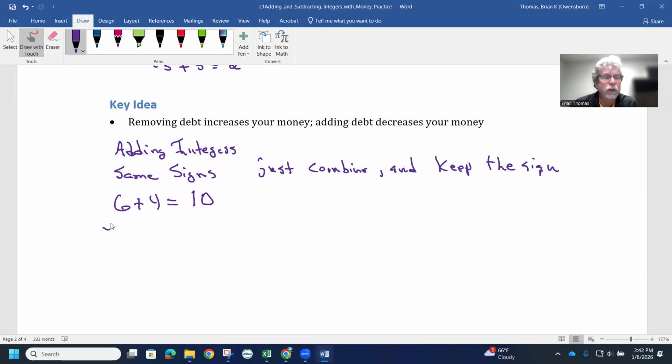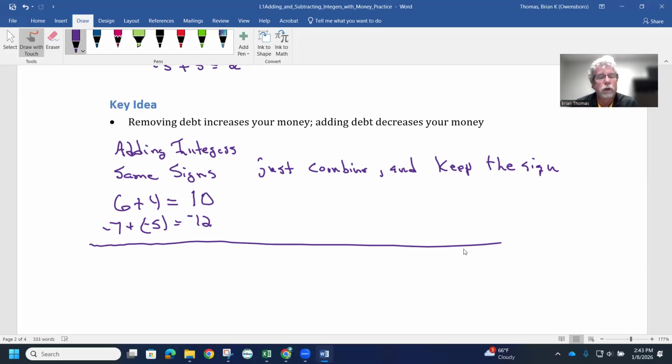If I have a negative 7, adding, say, a negative 5, notice how these are same signs. I have a negative 7 and I'm adding to that a negative 5. All you really got to do is add the two numbers together. 7 plus 5 is 12, but you just keep the sign as a negative 12. So if you have a $7 debt and you combine that with a $5 debt, your answer is going to be a $12 debt.